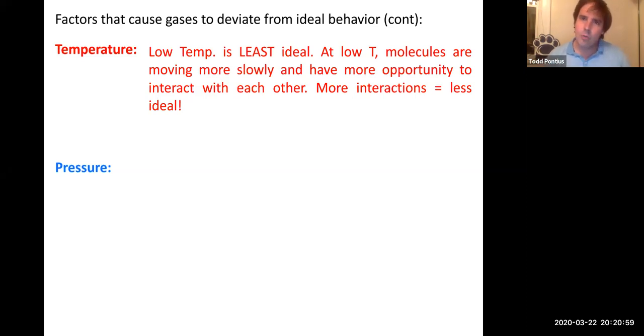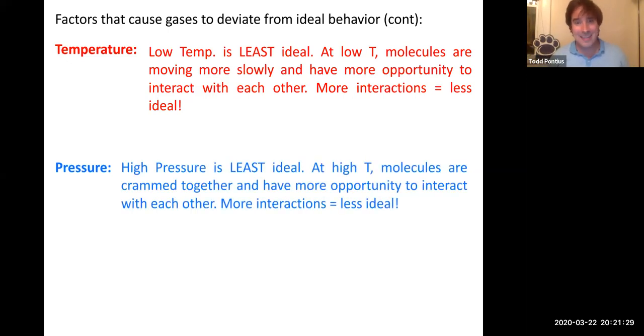In terms of pressure, what's more ideal? High pressure or low pressure? Under low pressure, gases are more spaced out. They're not as crammed in. They're not as stuck dealing with each other. Whereas at high pressure, let's say that this video window here is our box. If we're at high pressure, there's not a lot of space. These molecules are being crammed together and they're interacting more. So in terms of pressure, high pressure is least ideal. Low pressure is most ideal. Remember, more interactions is less ideal.